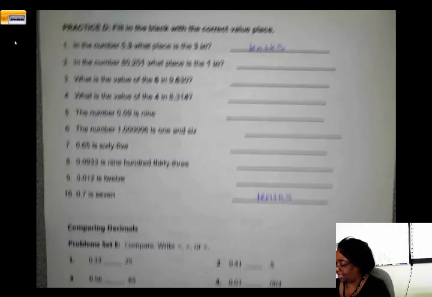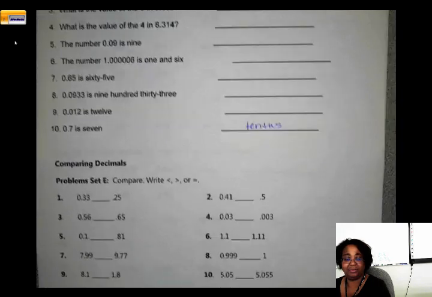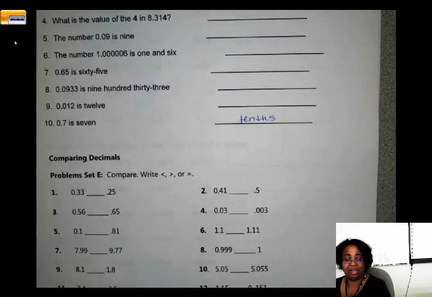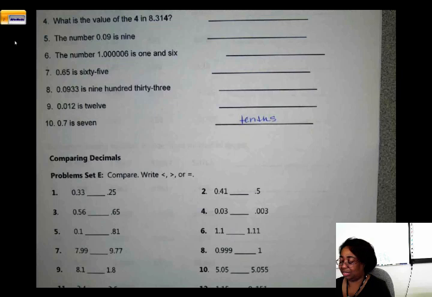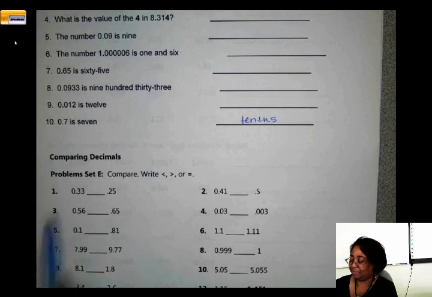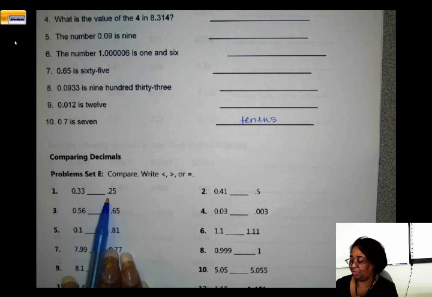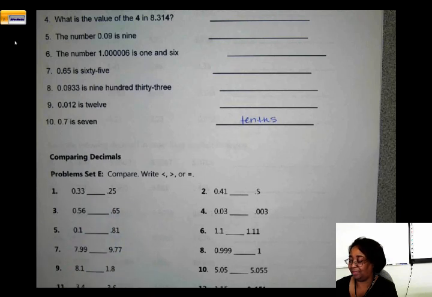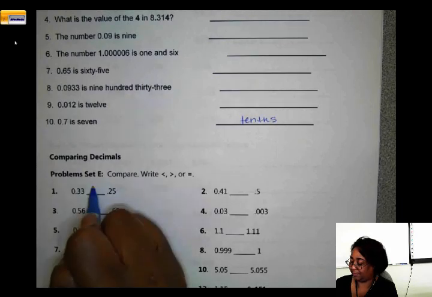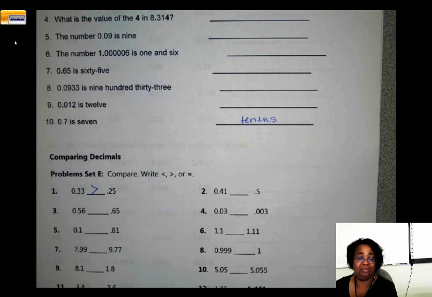Let's see, on the next set, we're going to be comparing decimals. For number 1, what symbol should I have? Less than, greater than, or equal to when I read from left to right. You always read left, right, left, right, left, right. So I have 0.33. I need to put the symbol in, and then 0.25. I should put a 0 in front of that. So what should that be? Less than, greater than, or equal to? Greater than. 0.33 is greater than 0.25.